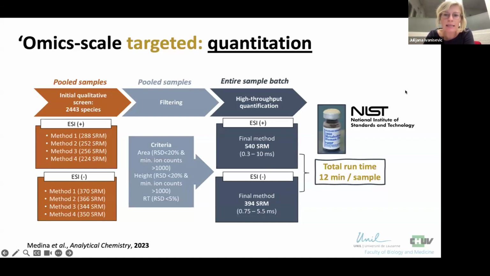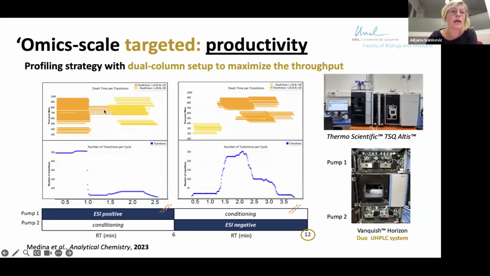And so here you can see how many species can be measured combining 2 different methods, in positive and negative ionization mode, in the NIST plasma material, in a total runtime of 12 minutes per sample overall. This runtime was achieved with a dual column setup, using 2 pumping systems, as you can see illustrated on this scheme on the bottom right. We use, in our case, the Vanquish Horizon Duo UHPLC system, but this can be set up easily on any different vendor's system.